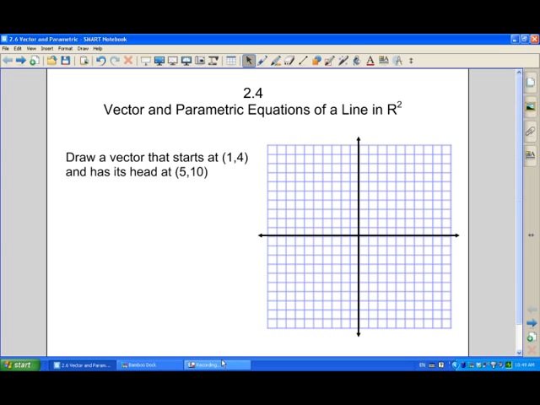So to start with, I'd like to draw a vector that starts at the point (1, 4) and has its head at the point (5, 10). So its tail is at (1, 4), its head is at (5, 10). So there's my point for the tail. There's my point for the head. And I'll draw my vector starting at (1, 4) and pointing at (5, 10).